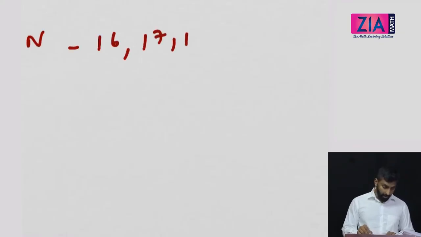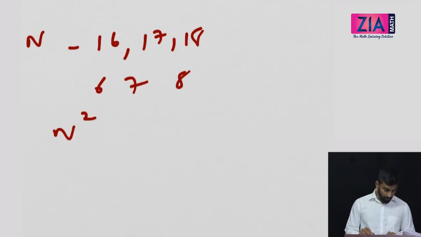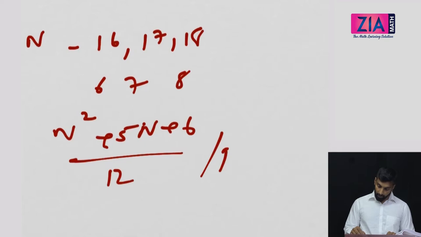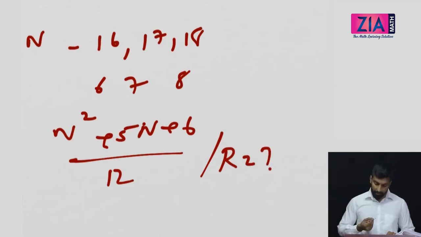Okay, what is the question? You have a number which when divided by 16, 17 and 18 leaves remainder 6, 7, 8 respectively, right? And you are asked to find out if n square plus 5n plus 6 is divided by 12, what will be the remainder, right? It's a slightly difficult question. How will you solve it?